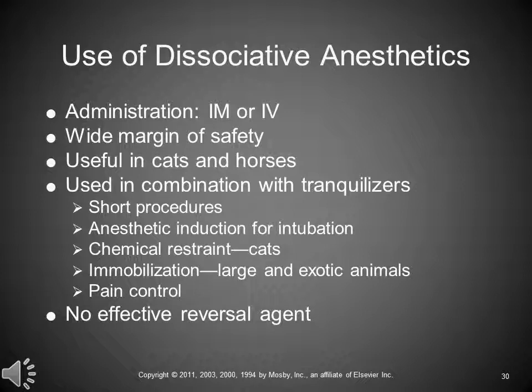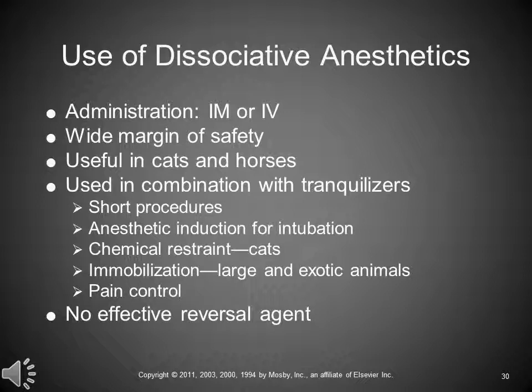To dose the dissociatives, whether it's ketamine or tiletamine, IM or IV, they have a fairly wide margin of safety, especially in healthy animals. They're extremely useful in cats and horses. Those are number 2 species. In dogs, Ket-Val is commonly used, in combination with tranquilizers, ACE or possibly Valium. For short procedures, that works well for anesthetic induction.